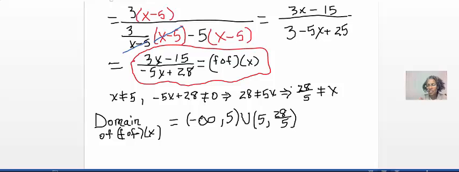Typically, we don't want to write these as mixed numbers because it gets a little confusing. We leave them as improper fractions. They just need to be reduced. So there aren't any factors of 28 that are also factors of 5. And then I go from 28 over 5 to infinity. And typically my math lab will ask you to write integers or fractions. So this is the result here.